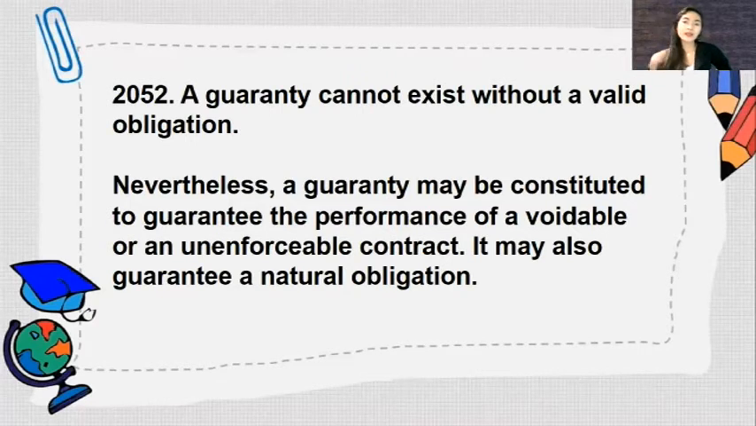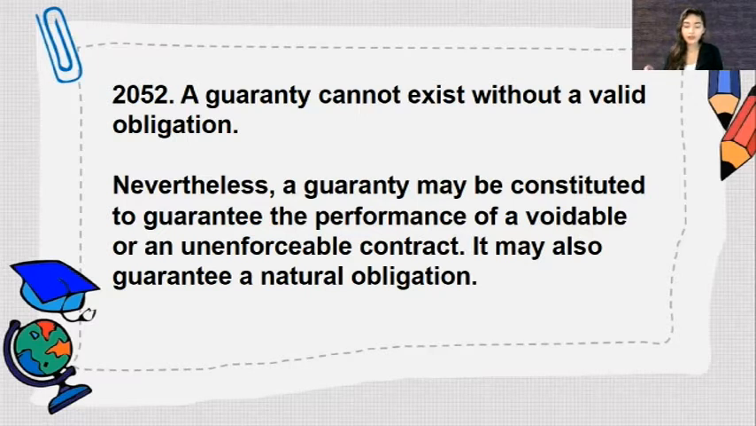A guarantee cannot exist without a valid obligation. Nevertheless, a guarantee may be constituted to guarantee the performance of a voidable or an unenforceable contract. It may also guarantee a natural obligation. So guarantee is an accessory contract. We should take note of this. It is an indispensable condition for its existence that there must be a principal obligation. So if the principal obligation is void, the guarantee also is void. Please take note also that 2052 speaks of a valid obligation.